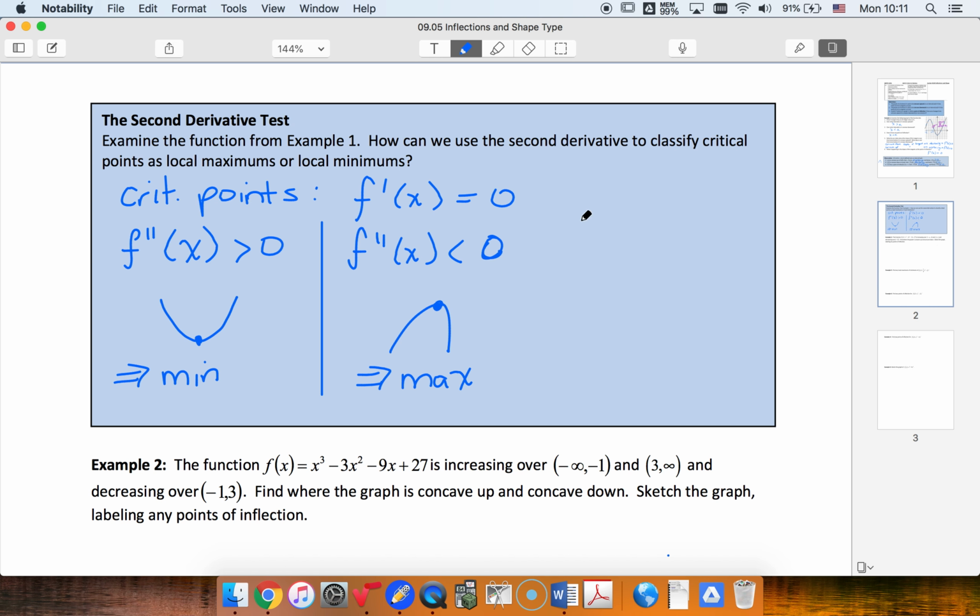If the first derivative is 0 and the second derivative is also 0, that means we're going to have a stationary point of inflection. So that's going to be something like what we have in our cubic. So that one we call a stationary point of inflection.